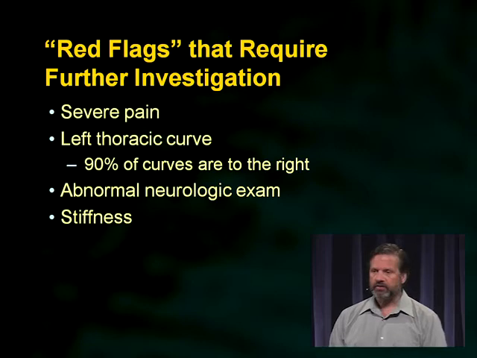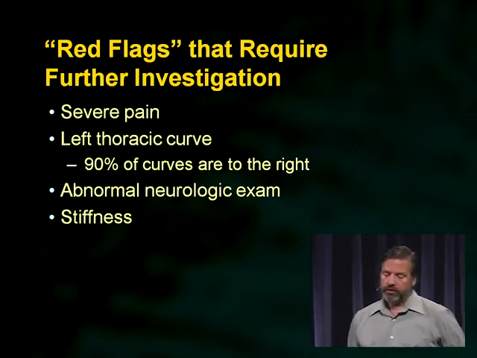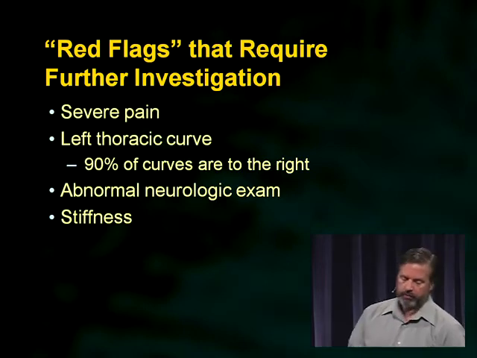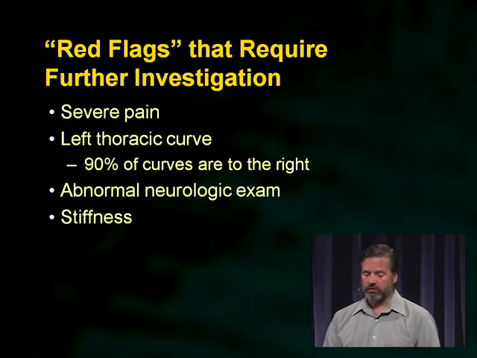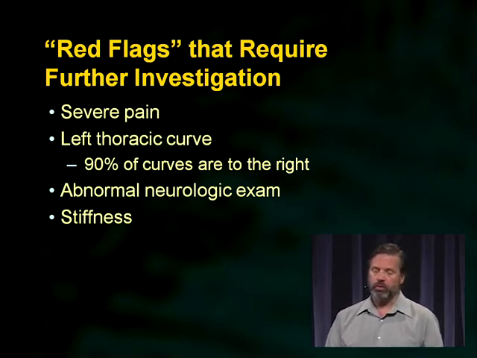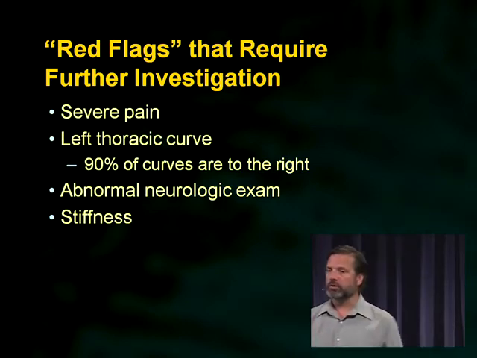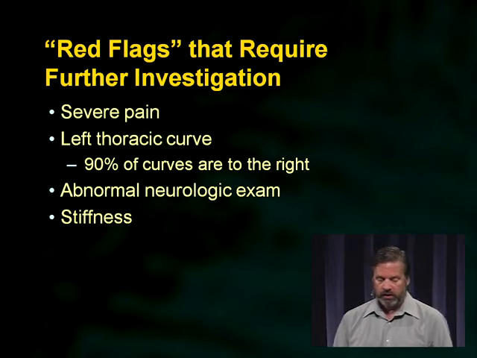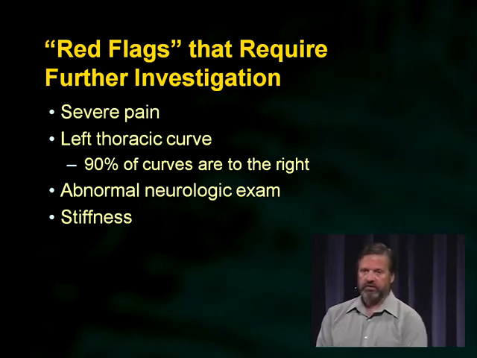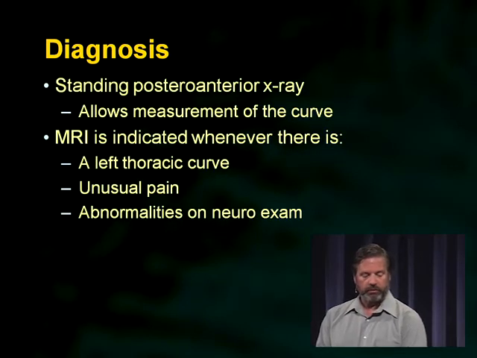Some red flags: any severe pain that's associated with the scoliosis is definitely a flag. If there's a left thoracic curve, noting 90% of the curves are to the right, so the left tend to be more significant and cause more problems. If you do a neurologic exam of the lower extremities and you notice any deficits, that of course is a red flag. And then significant stiffness. If it significantly limits their mobility, it can be a serious problem.